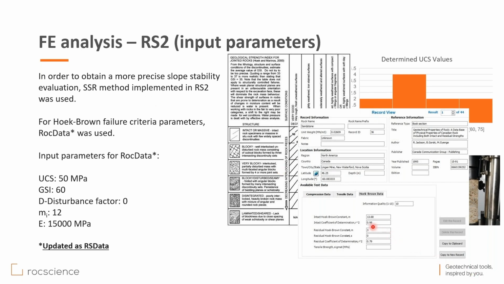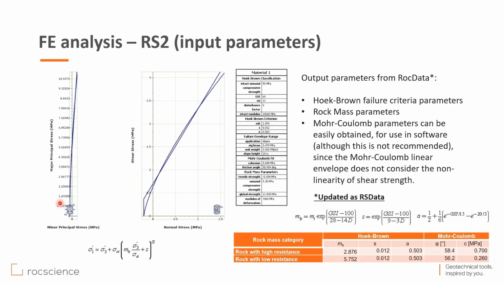In the pictures, you can find here, for example, a sandstone which has an mi constant of 13, and which is a very good correlation of 0.198. So we analyzed multiple types of sandstones and chose a value for the mi of 12 and a value for the intact rock modulus of 15,000 or 15 gigapascals. The disturbance factor was set to 0, and the application was set for a slope with 20 meters height.